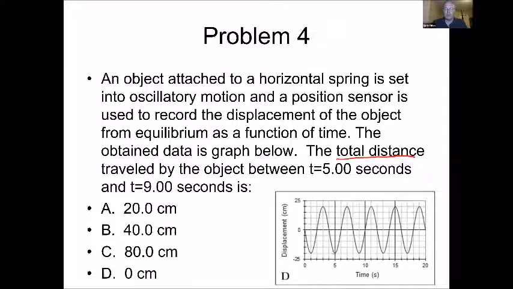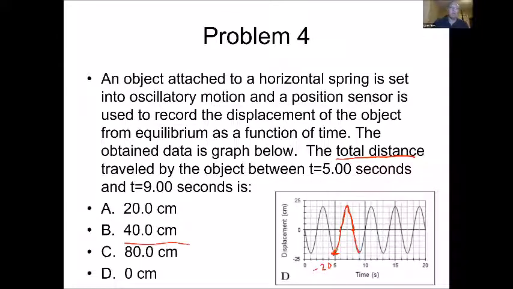So we're starting at 5 seconds, and we're down around -20 is our position. So we're starting at -20. And then we go up to 0, so that would be a distance of 20. And then we go up to positive 20. So that would be 20 more. That would put us at 40. And then we go back down to 0. That's 20 more. That put us at 60. And then we go down 20 more, and that puts us at 80.